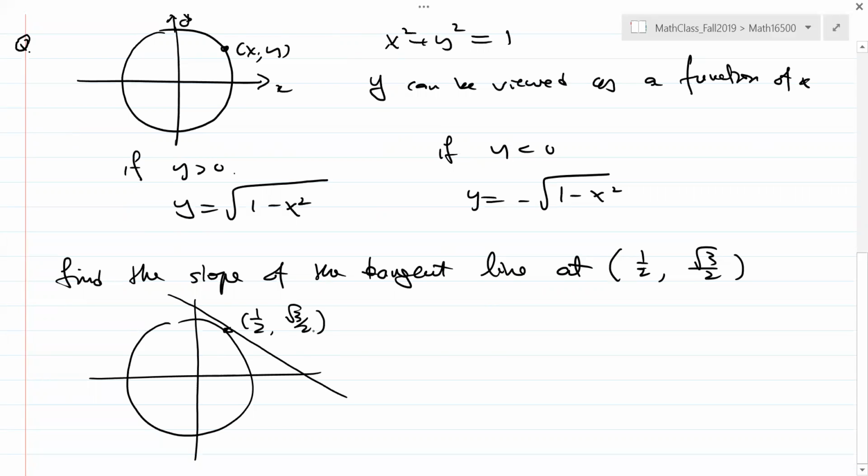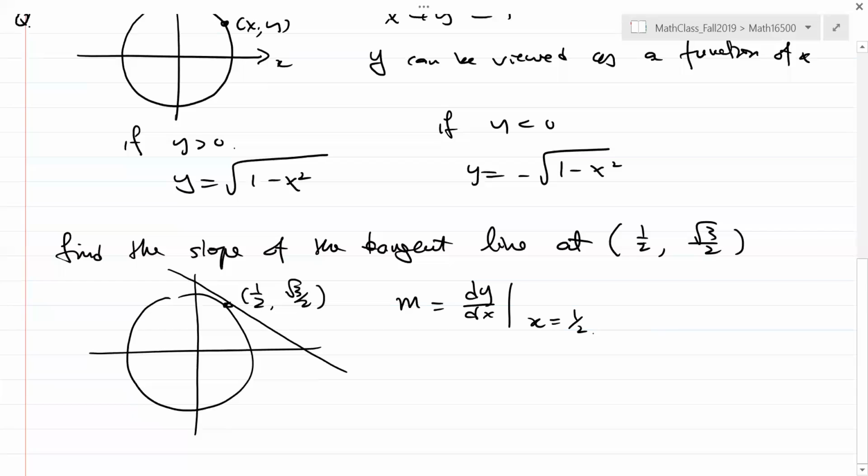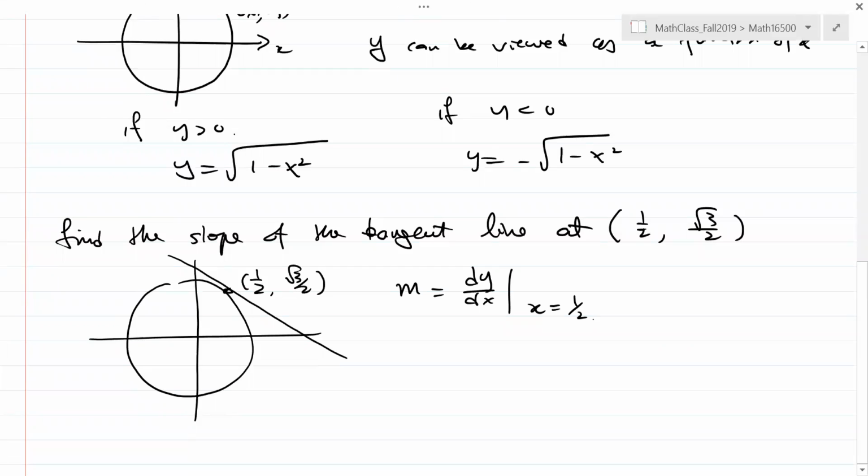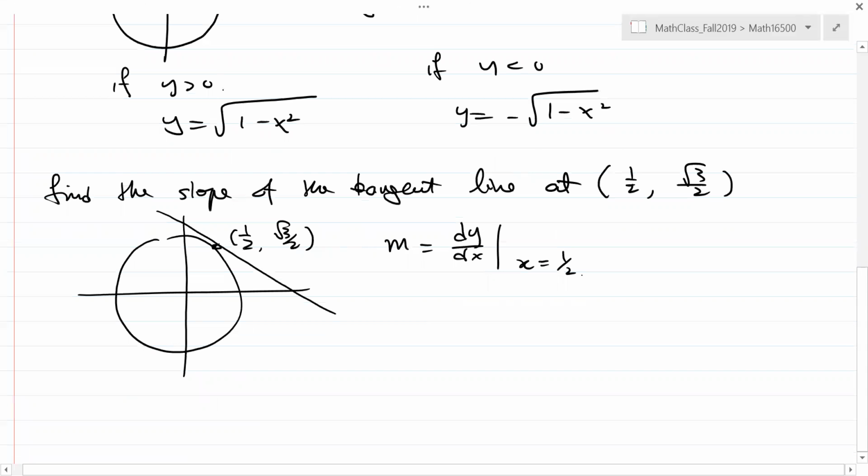How do I find the slope? If you view that piece of the graph as a graph of a function, okay, then the slope is going to be dy over dx when x equals 1/2. Okay. Right? But how do you find the derivative? Well, we already have the formula. Okay, so y is going to be 1 minus the square root of 1 minus x squared. How do you find the derivative?